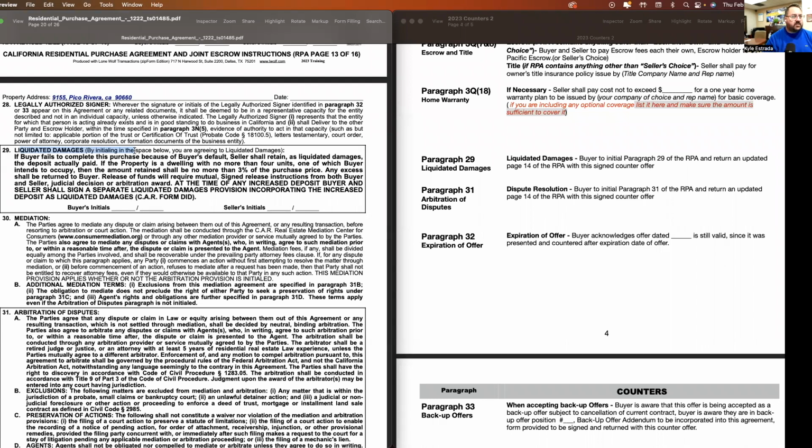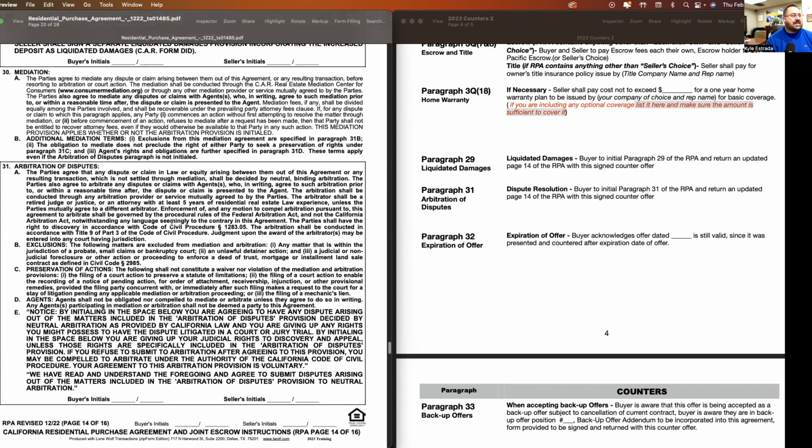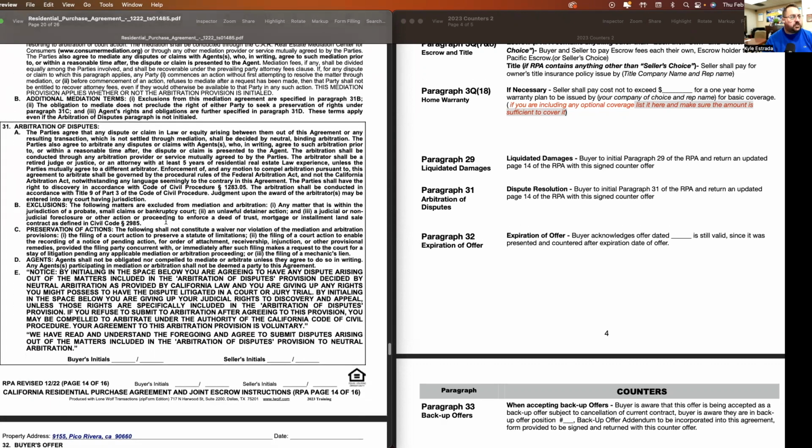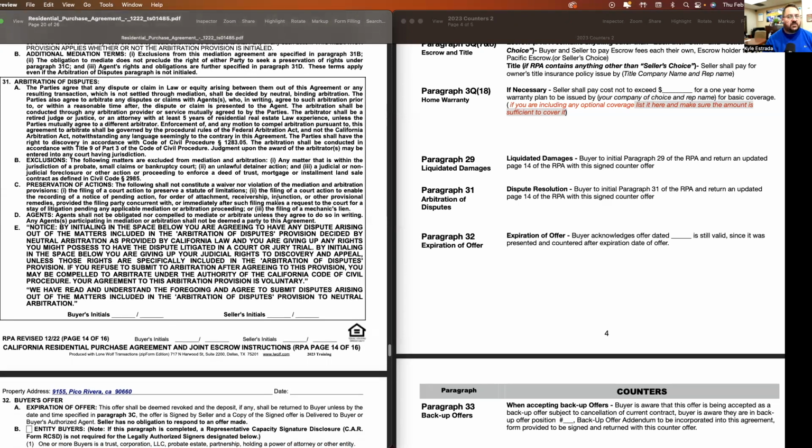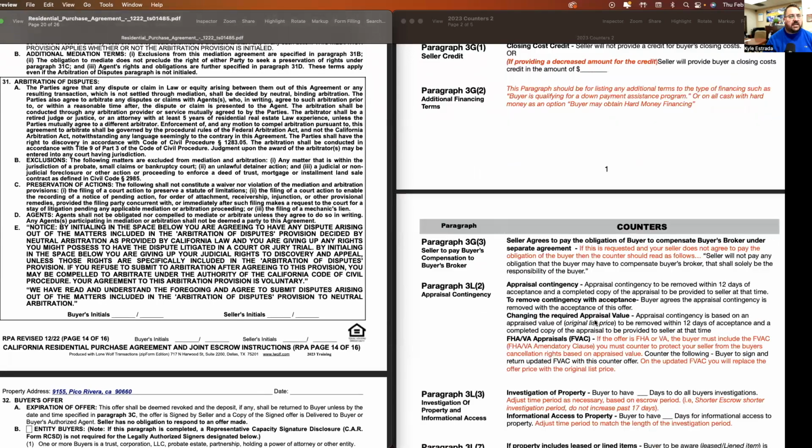Okay. That's for dispute resolution. The arbitration of disputes, that's where we choose to go to arbitration as opposed to litigation. Again, both parties have to initial it. So if the buyer didn't initial it and the seller wants you to, buyer to initial paragraph 31 of the RPA and return an updated page 14 of the RPA with this signed counteroffer. Okay, that's it. That's how we're going to address that. The expiration of offer, this is from our old counters. I think we already addressed that way up here.